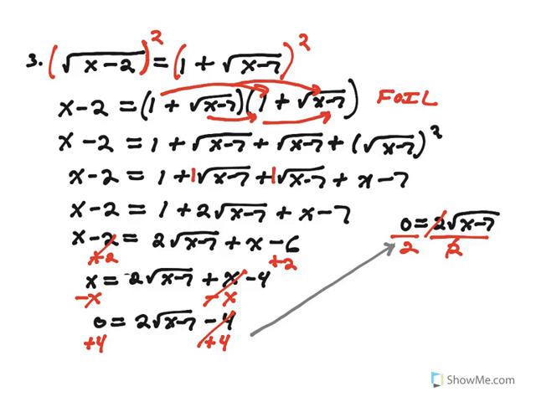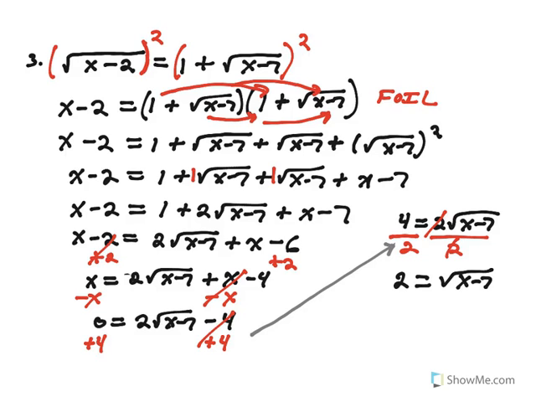Why did I do that? That was meant to say 4. Oh boy, I made the 4 just disappear. It's 4, right? Because 0 plus 4 on the left is 4. Okay, so when I divide by 2, that reduces to 2. 4 divided by 2 is 2, and this reduces to square root of x minus 7.